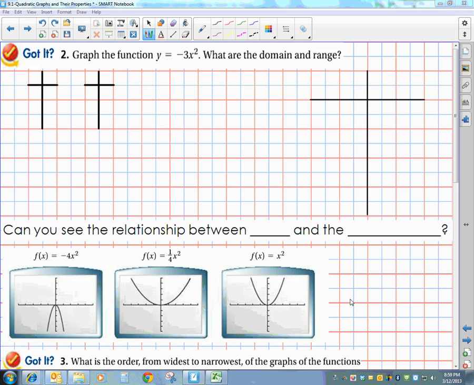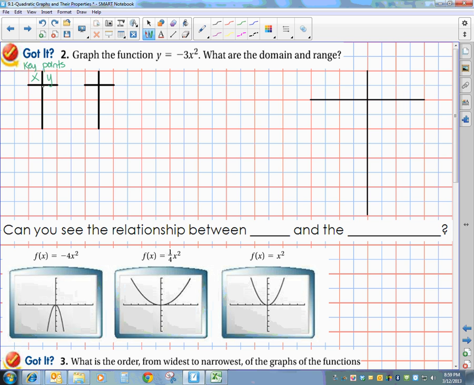All right, another type of question that we're going to have to be able to do is to graph the function. They give me an equation, y equals -3x squared, and then answer what the domain and range are. So this is where our key points are going to come into play. First off, we have our table, x and y, and these are what we're referring to as our key points.